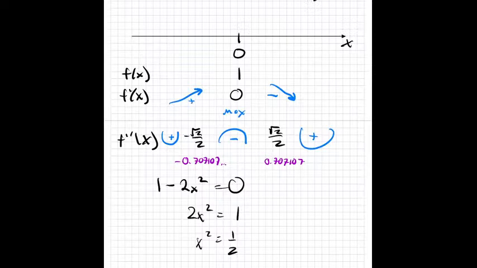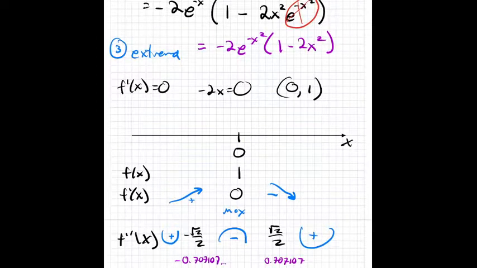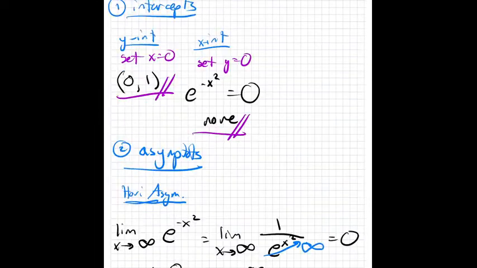Okay. So now, if we're going to plot this, I would say x, y. We got negative root 2 over 2, we got 0, and we got positive root 2 over 2. I don't think we had any x-intercept. Okay, we do have a y-intercept.